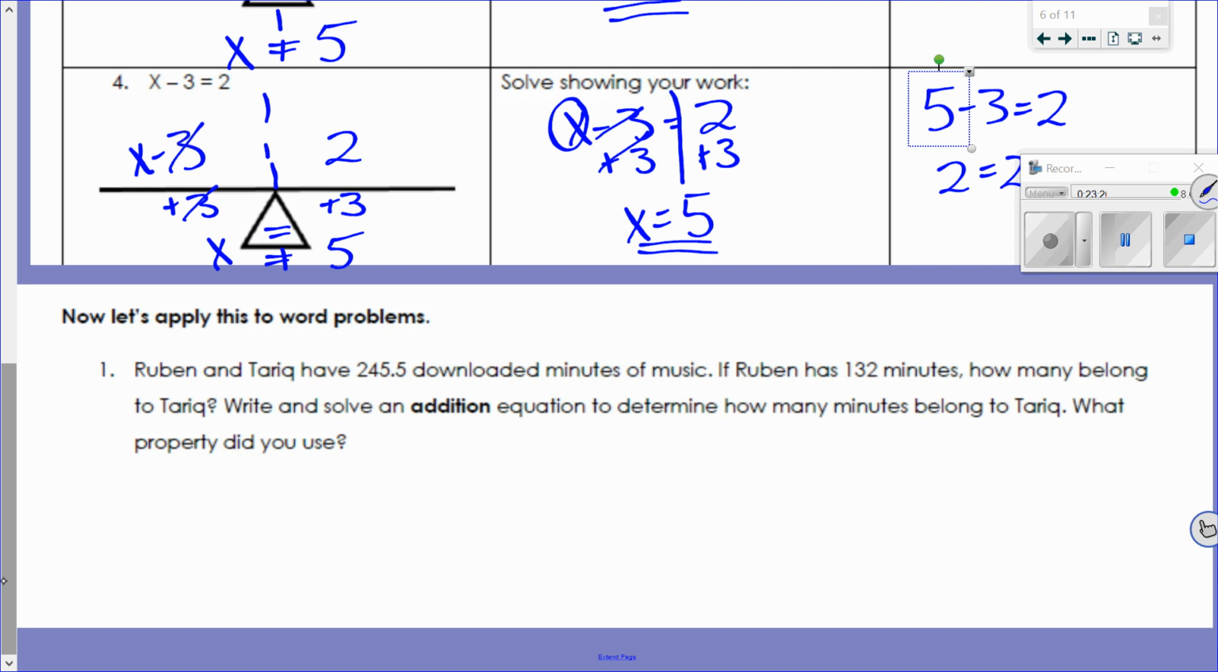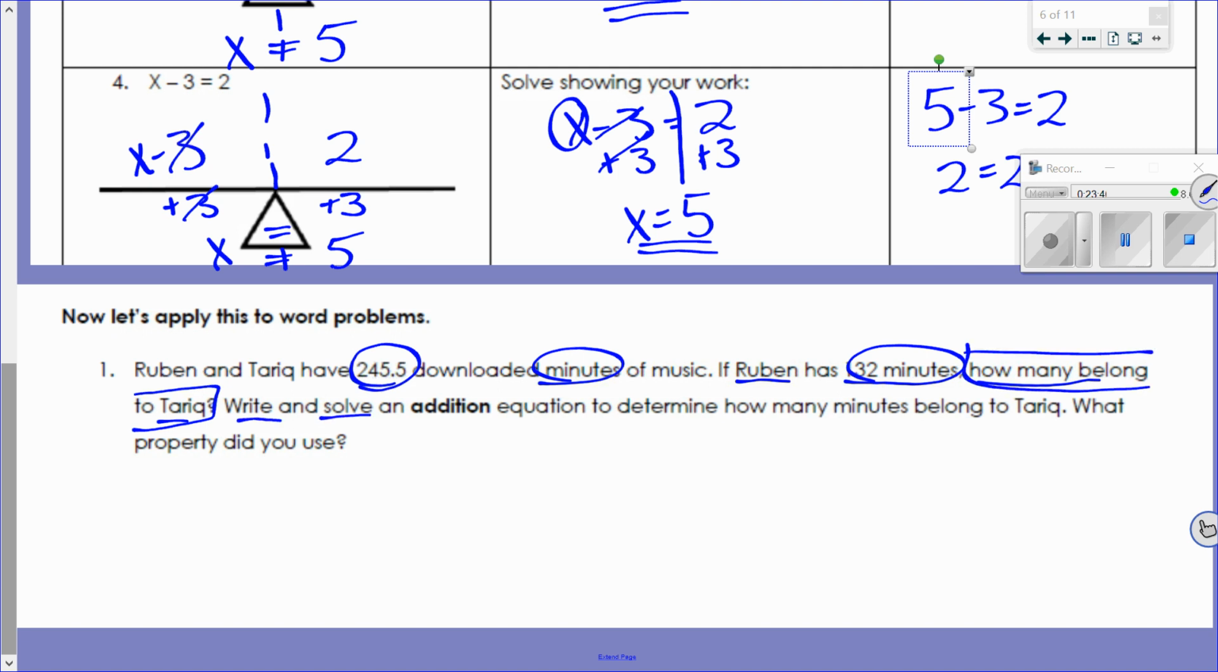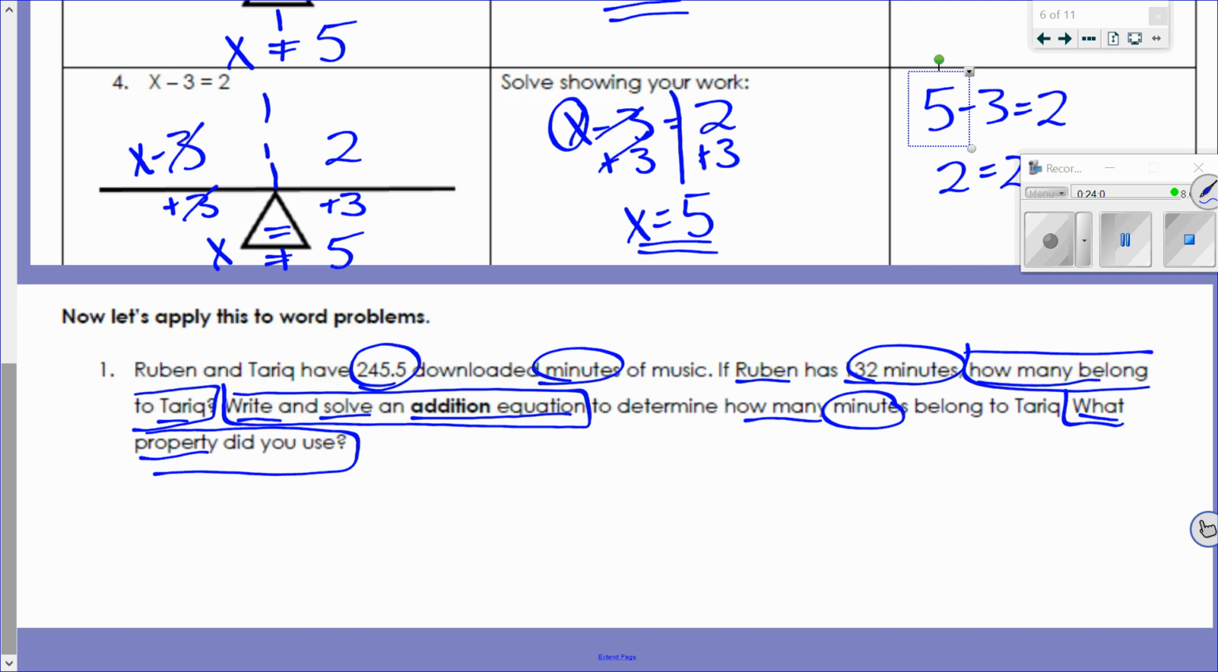Now let's look at it in a word problem. Ruben and Tariq have 245 and 5/10 downloaded minutes of music. If Ruben has 132 minutes, how many belong to Tariq? So there's our question. Write and solve an addition equation. Ooh, there's a key. So there's a direction to determine how many minutes belong to Tariq. What property did you use? So there's another question on there at the end, isn't there?